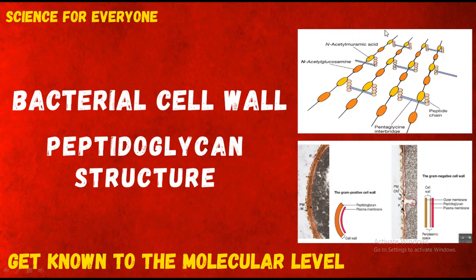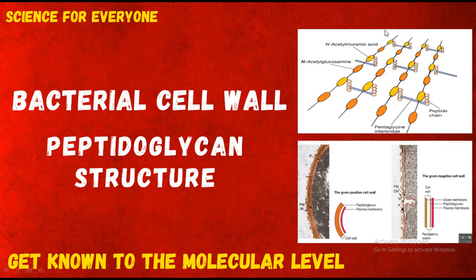In the next video, I will discuss the biosynthesis of the peptidoglycan layer, that is, how it is formed. And in the following video, I will discuss the role of antibiotics that are used in the destruction of the peptidoglycan layer. So watch all three videos in a row so that you are able to answer different questions related to the structure of the peptidoglycan layer, its biosynthesis, and the action of different antibiotics in its destruction.